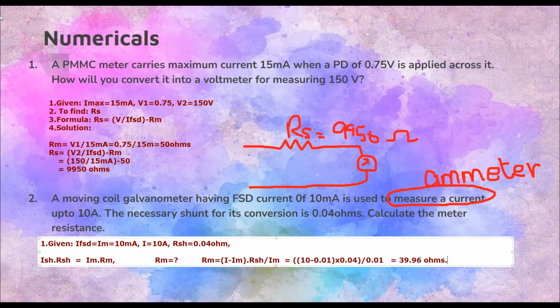I hope with this we end the chapter Instruments. I hope things are clear. Only 3 parts are there: voltmeter, ammeter and ohmmeter, and simple numericals related to it. Please practice more numericals from Fadke publication and please get back to me if any doubts. Thank you.